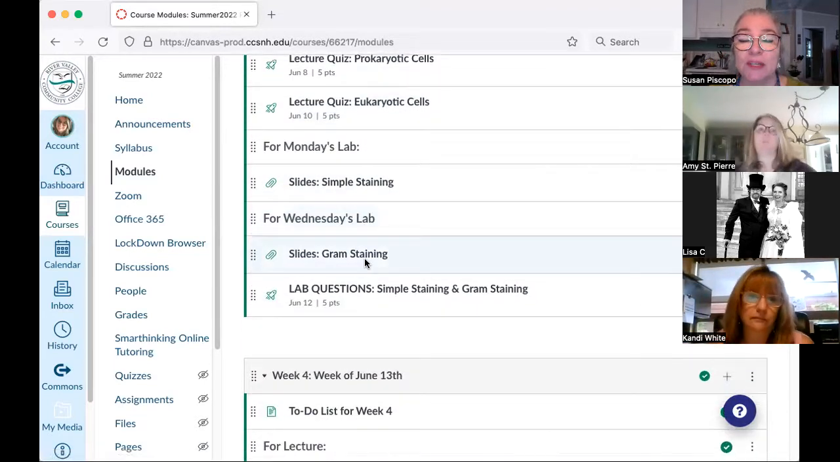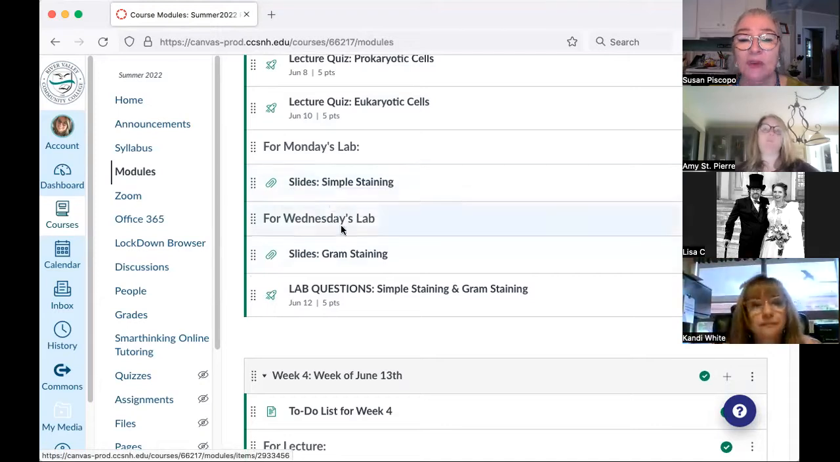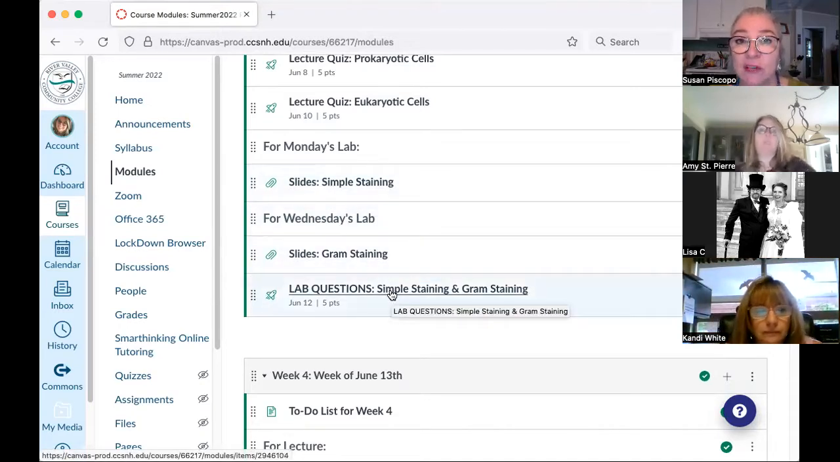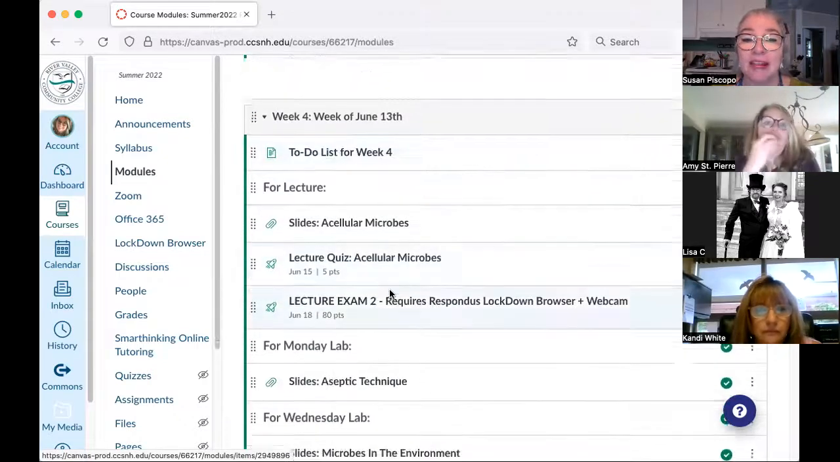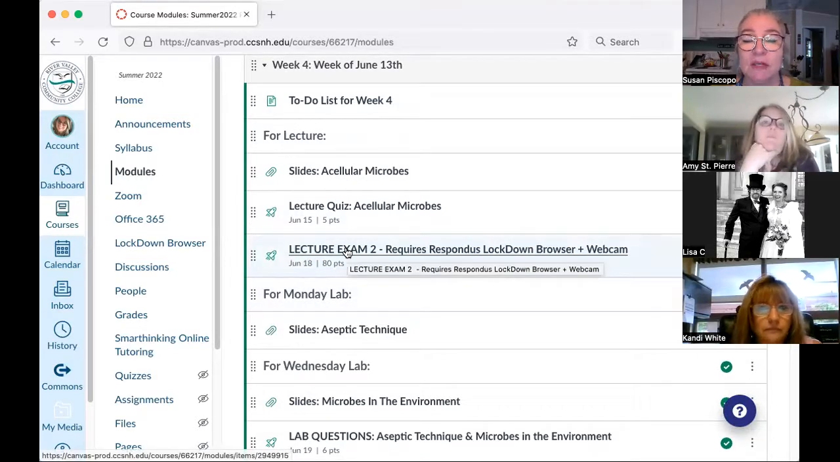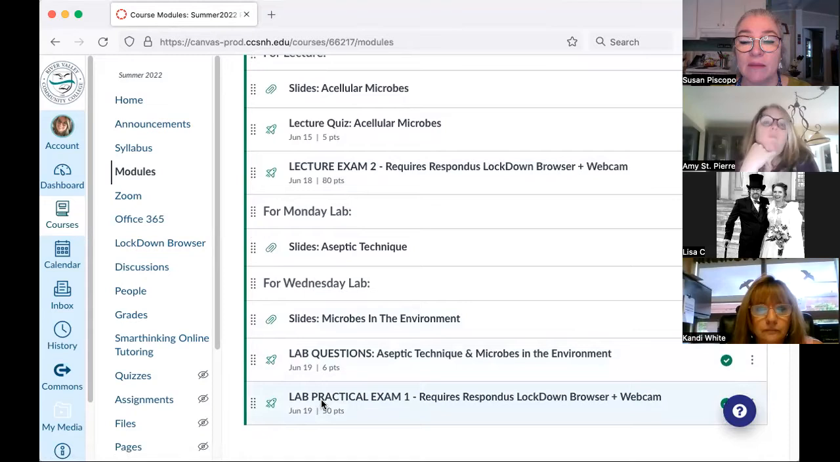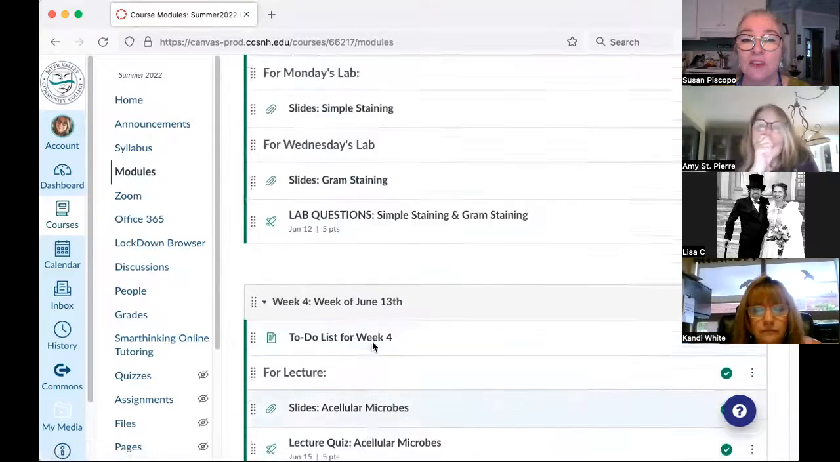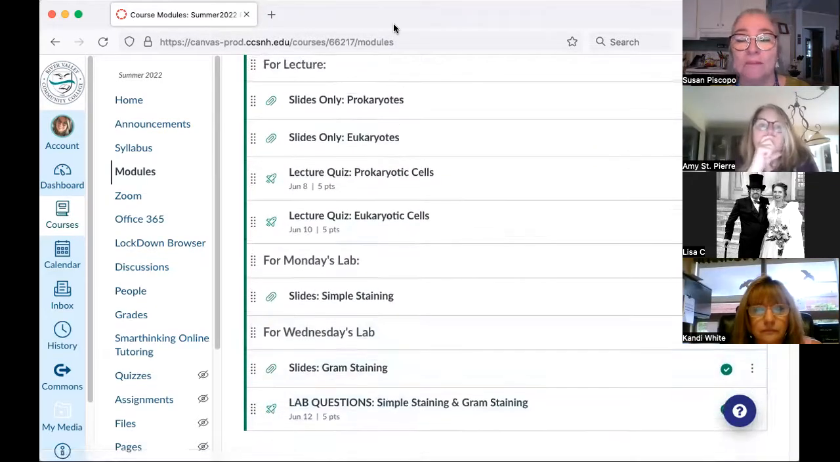For laboratory, we did simple staining on Monday. We're doing gram staining today. You've got lab questions associated with that. And you have your first lab practical exam coming up next week as well. So remember, next week is the really busy week. You've got your next lecture exam. You've got your first lab practical exam. So you'll want to be sure that you draw out a schedule for yourself that is going to work for you so you can get everything done.